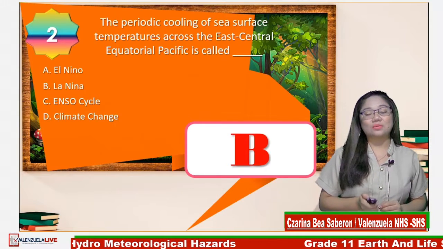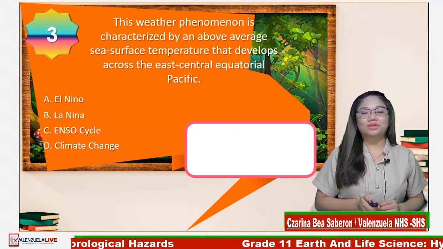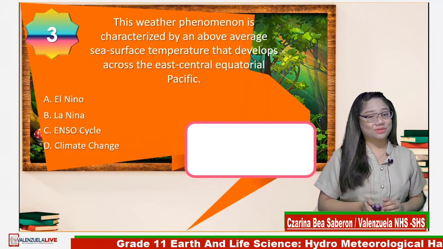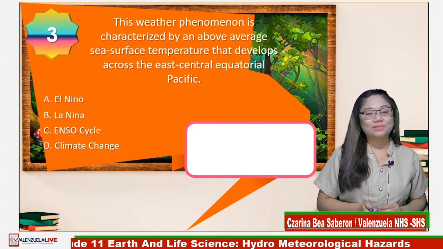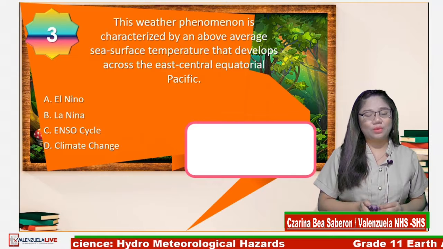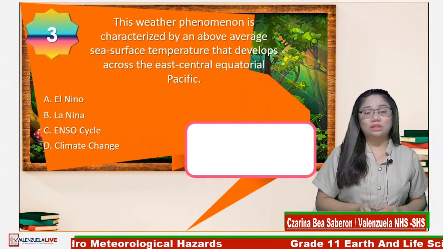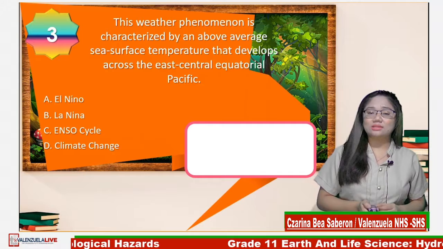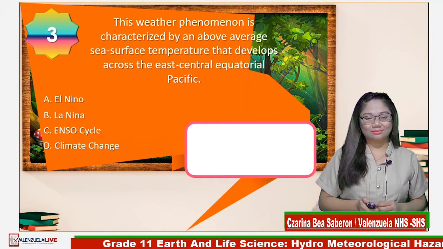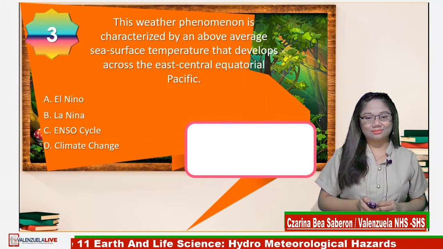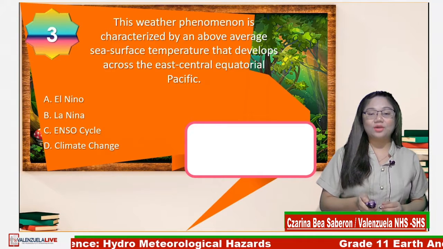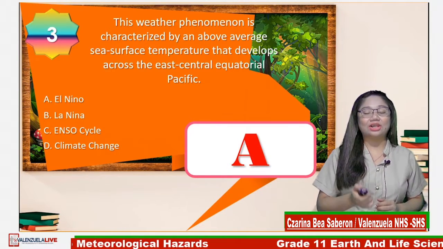For our next question, this weather phenomenon is characterized by an above average sea surface temperature that develops across the east central equatorial Pacific. What is it? So is it A, El Nino, B, La Nina, C, ENSO cycle, or D, climate change? Very well, the answer is letter A.